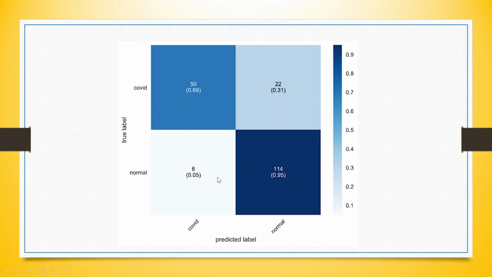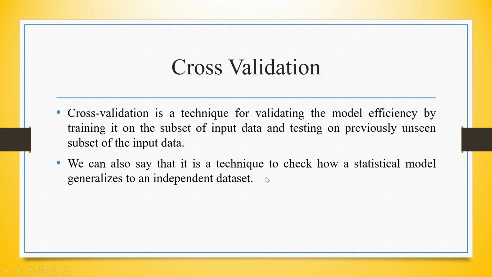Now let's talk about this 6 and 22. A person is normal, but the kit detected that a person is having a COVID. Similarly, a person is having a COVID and the kit detected that the person is normal. So 22 plus 6 are misclassified cases. So we want fewer and fewer misclassified cases. We want more correctly classified cases, that is 50 plus 114. For this, we run the cross-validation.